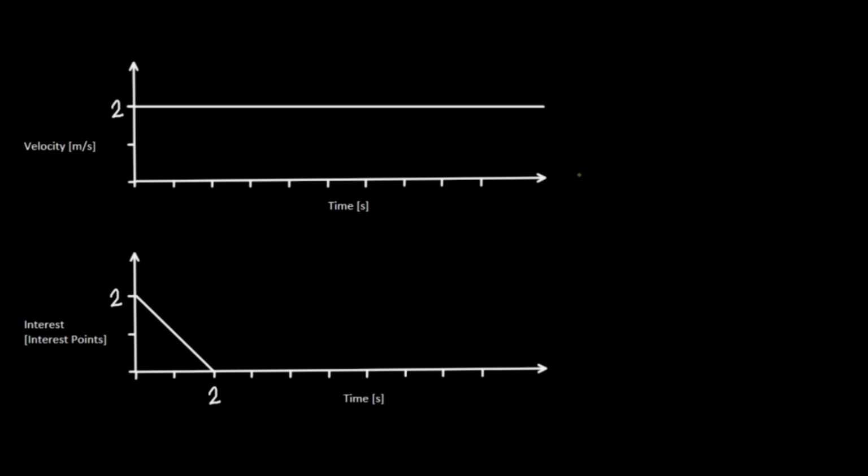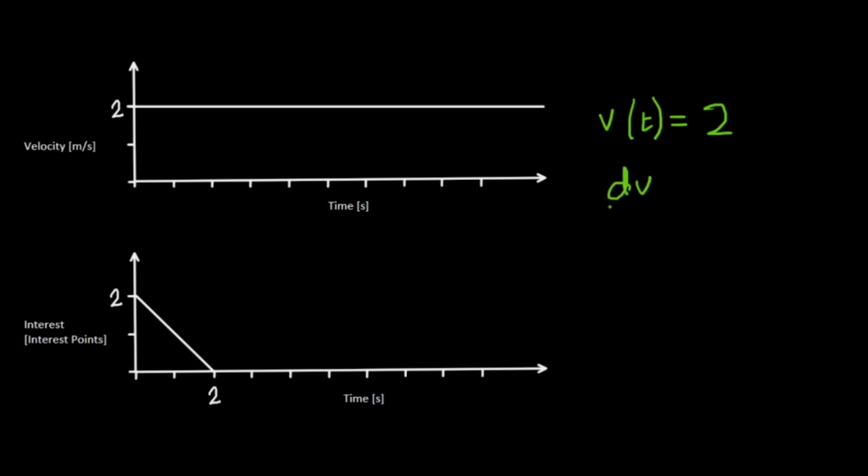Let's write a function to describe the car's velocity for the time that we could see it on the screen. Well, the function's going to be simple. V equals 2, because for any given time input, we get a velocity output of 2. Simple enough so far. So let's differentiate this function, v equals 2.